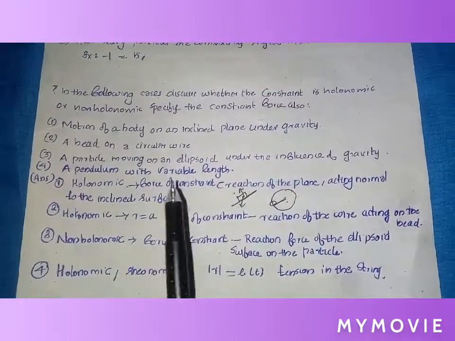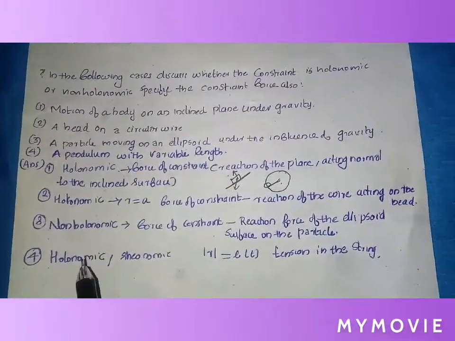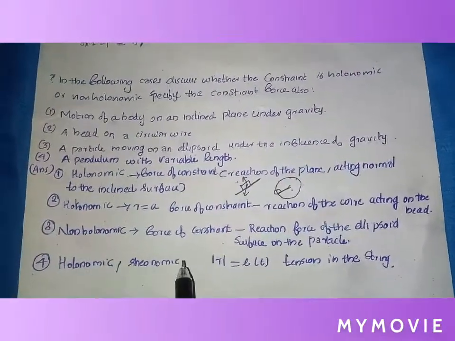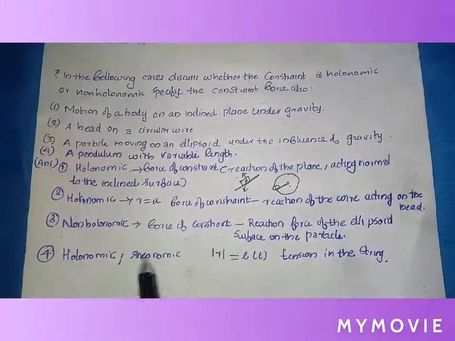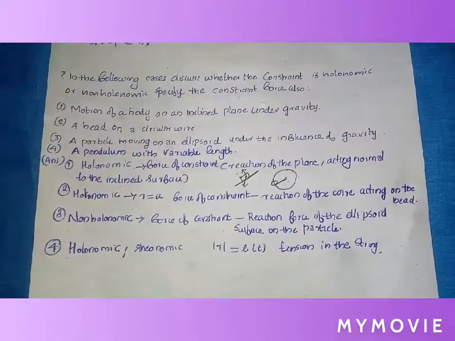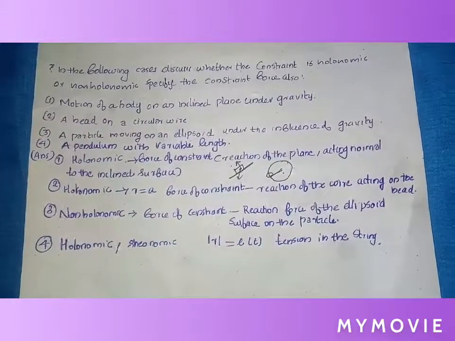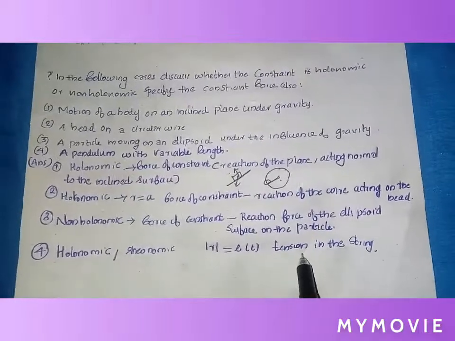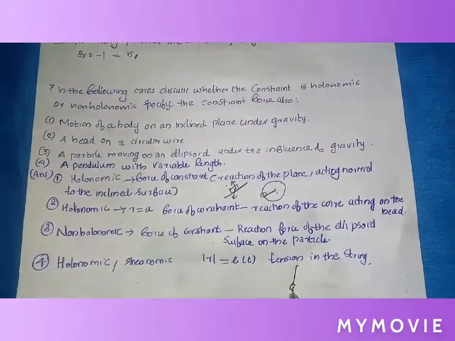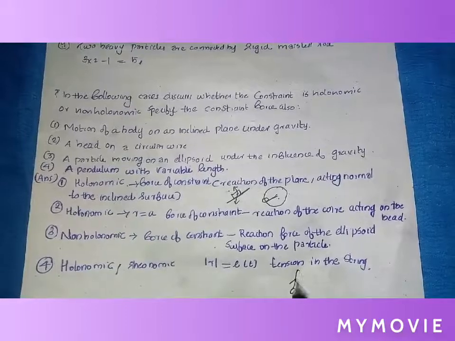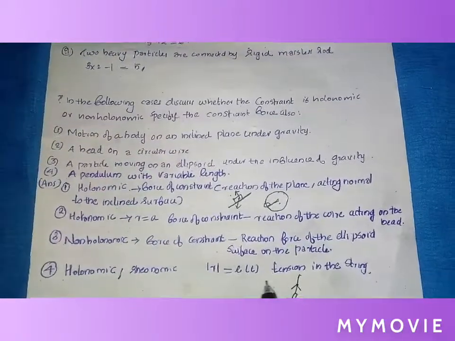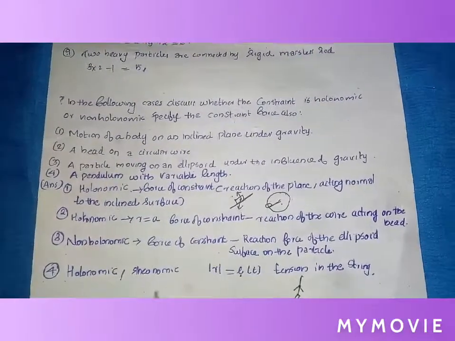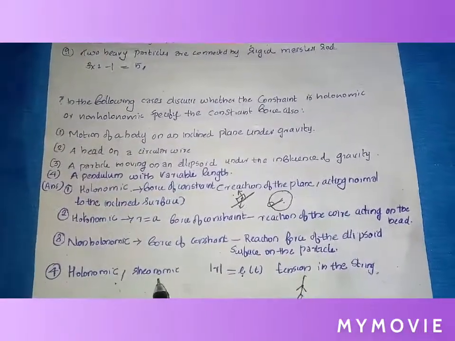Next example, a pendulum with a variable length. It is holonomic and rheonomic. We can express it in the form of an equation, that is R is equal to L of t, and it is time dependent. There is a tension acting on the string, and after some time the length can change. This is the constraint we can express in an equation. So it is holonomic, but it depends on time, that is rheonomic.